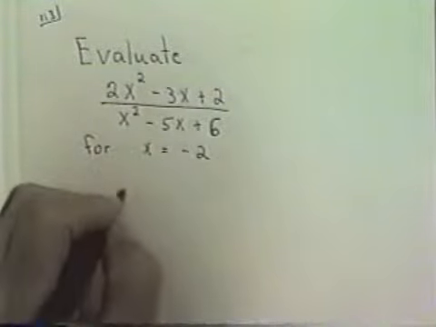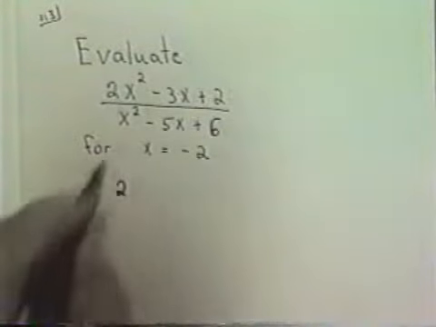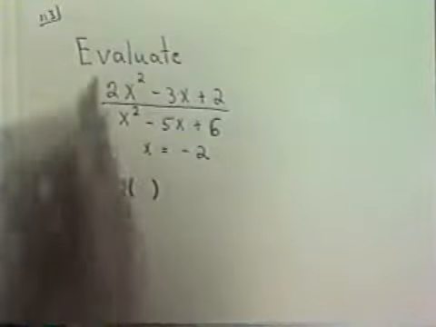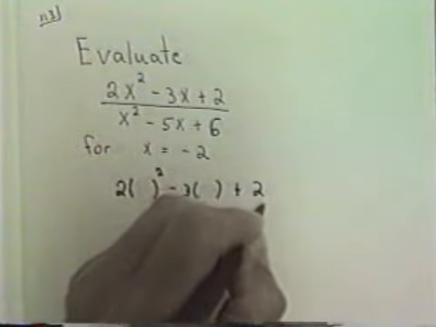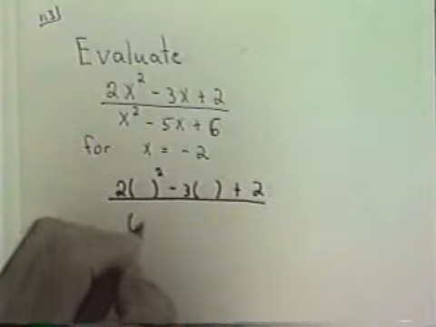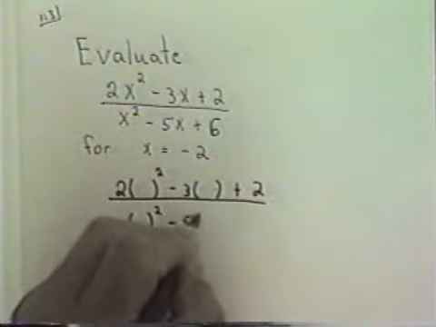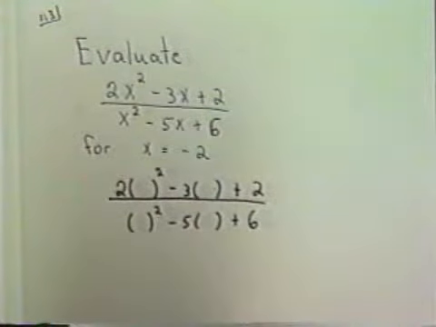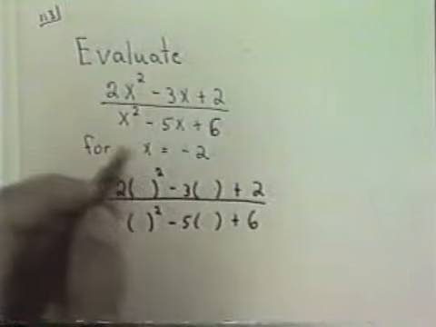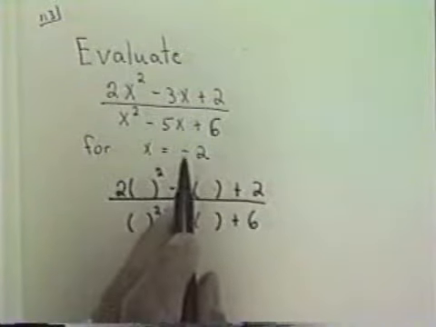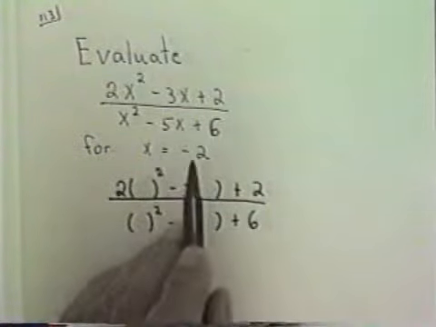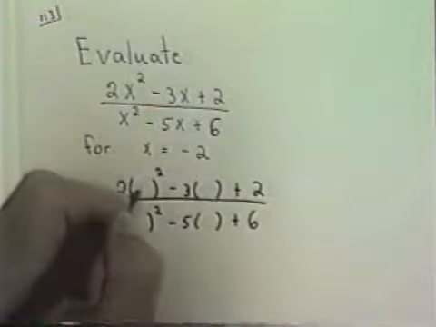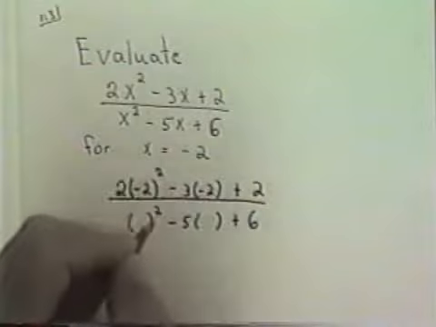Now the first thing you want to do is to rewrite it, and in place of the x you put in the parentheses. So it's going to be 2 times something squared minus 3 times something plus 2 divided by something squared minus 5 times something plus 6. Now we go back and replace the something by what it's equal to. So in the parentheses, I'm going to put in the value of x. X is negative 2. So I'm going to put negative 2 in the parentheses.